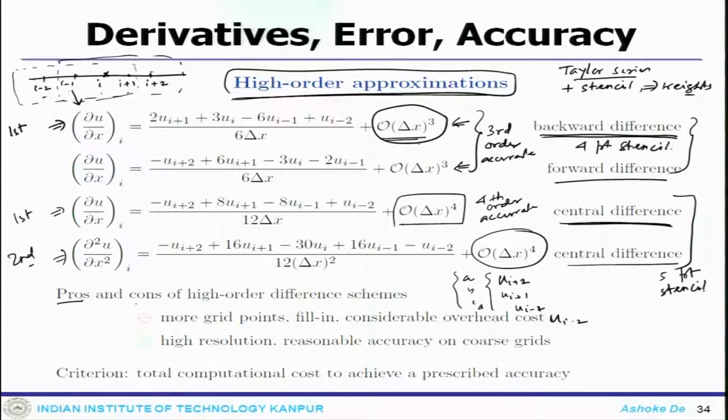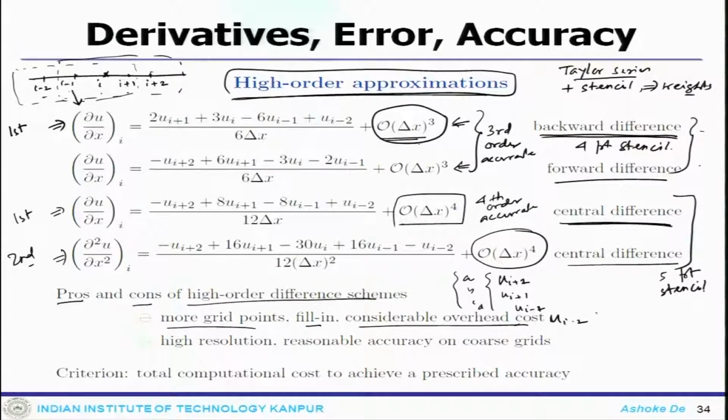But there are some advantages, some disadvantages of these higher order schemes. What you can immediately see, even for backward and forward differences, you need 4 points. So, more grid points are required. That means the stencil size is higher, fill-in is more, considerable overhead cost. That means your computing overhead would be higher.